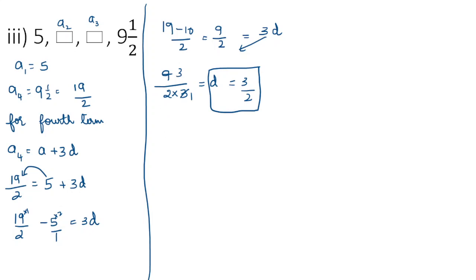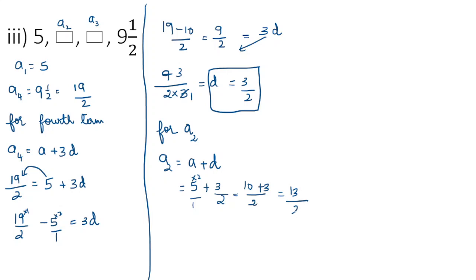For a2, you can write a2 as a plus d. a is how much? 5 plus d. The d value is 3 by 2. Again, you have to take the LCM, 2 and 1, how much are 2? 2s are. So multiply into 2. 10 plus 3, the answer is 13 by 2.